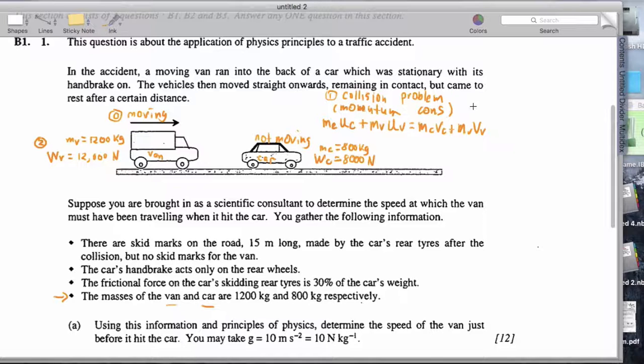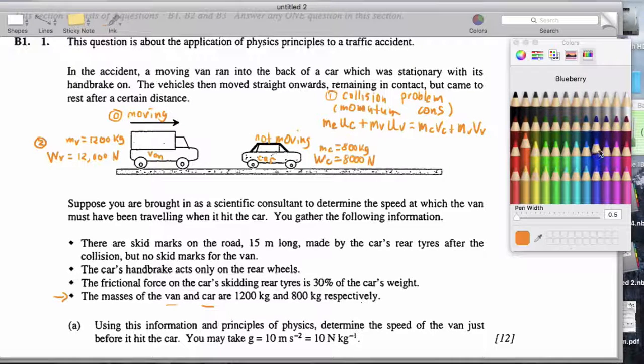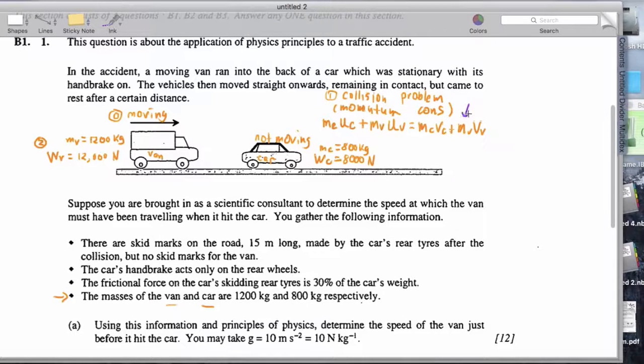I want to make a very important point here. I'm going to write this in purple. This formula is not in the data booklet. So you'll need to actually have that figured out. The one they give you in the data booklet is that momentum is m times v, not necessarily helpful.